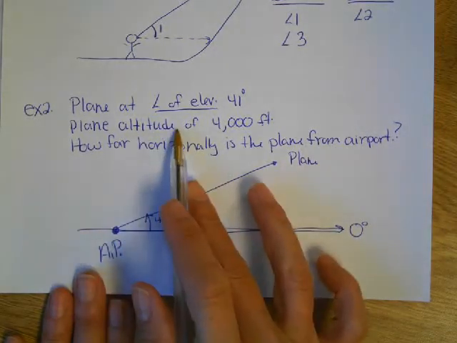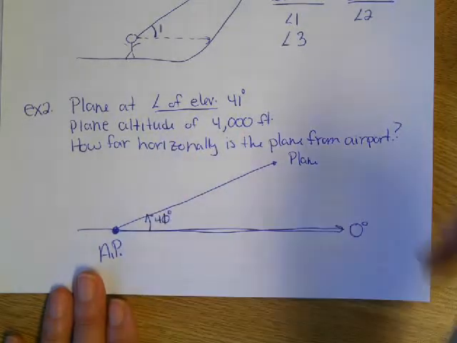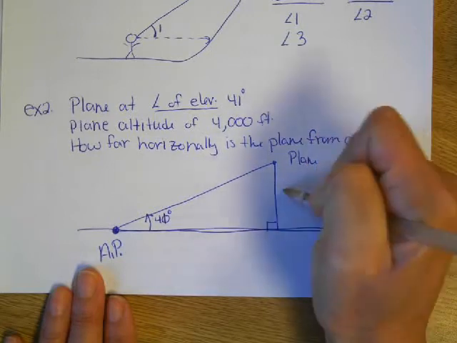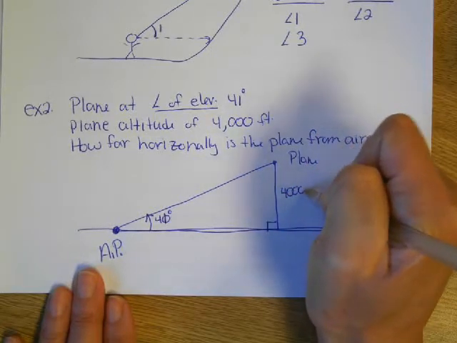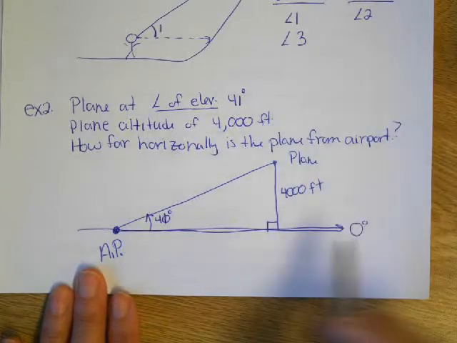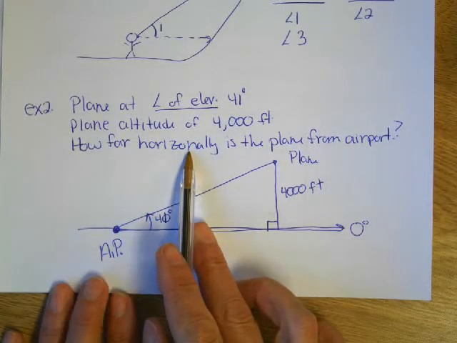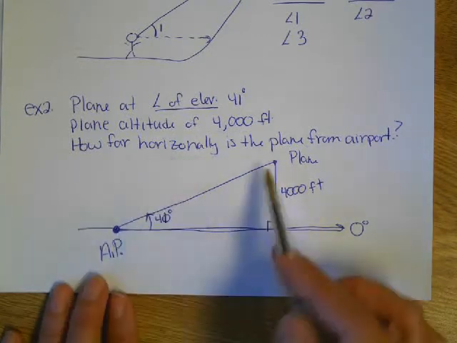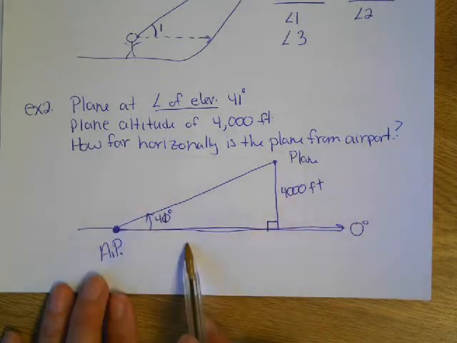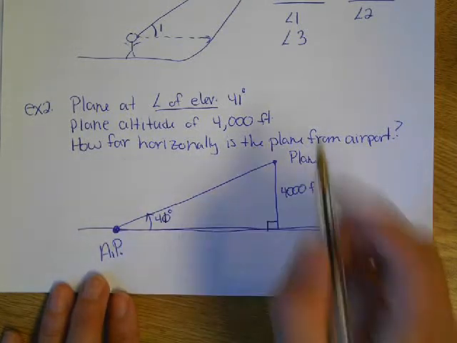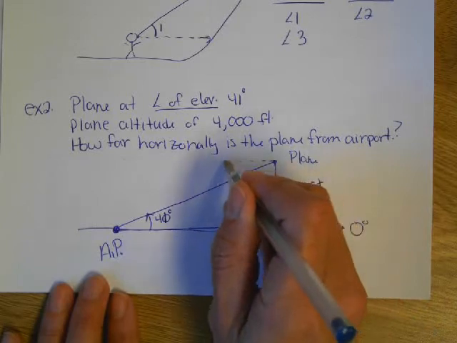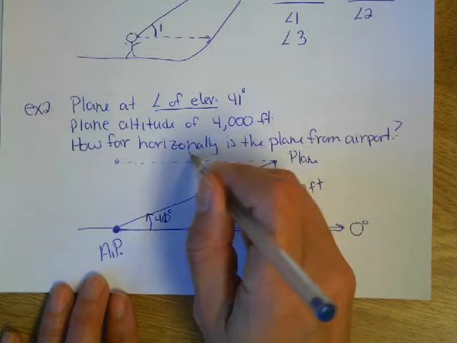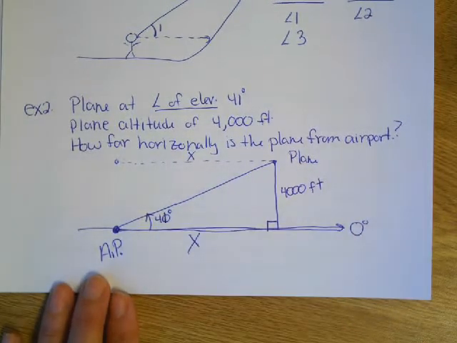So the plane has an altitude of 4,000 feet. Remember, altitude is just height. So that means if I drop a vertical here, I'm going to make a nice right angle. This is 4,000 feet. And then the question is, how far horizontally is the plane from the airport? So it's really looking for how far horizontally, not at an angle, but horizontally. So that's the equivalent to this bottom distance here. So they're really looking for how far horizontally until this plane is right over the top of the airport. But we'll just bring that down here.